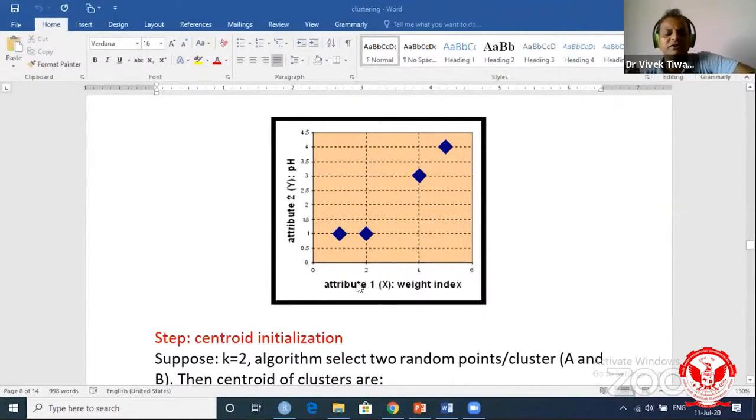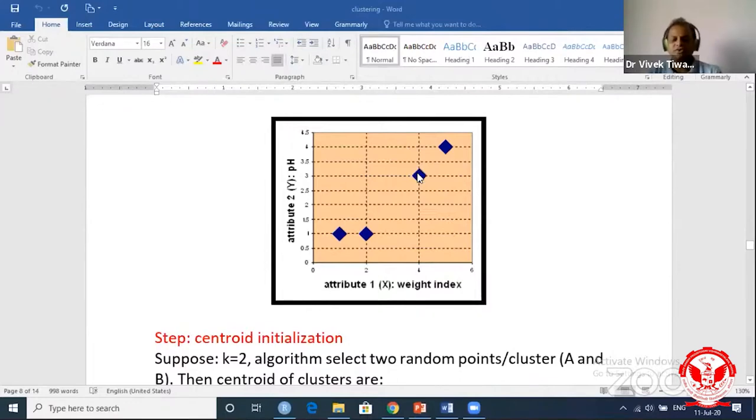Now, before diving into the detail, if I ask you to create two clusters, what will the clusters be? Anybody will easily indicate that these two upper data items should be part of one cluster, and these lower two data items should be part of another cluster. Through your reasoning and understanding, you get that if two clusters are given, they should be like that.